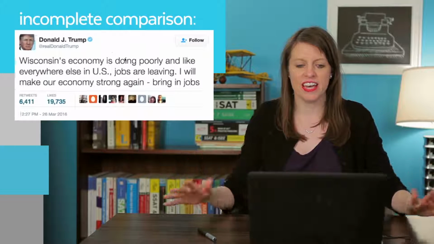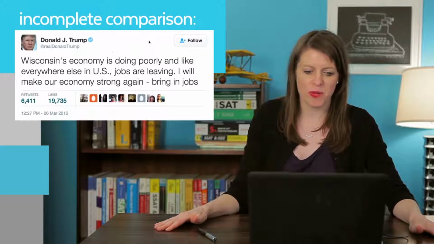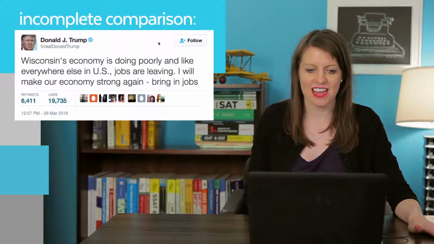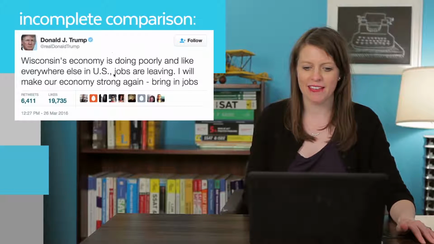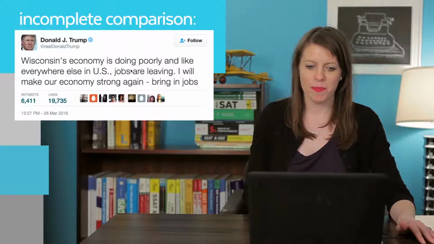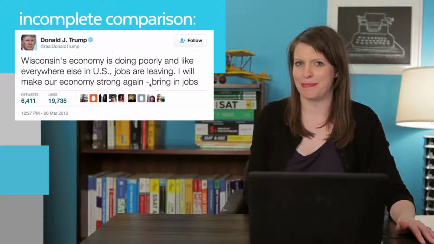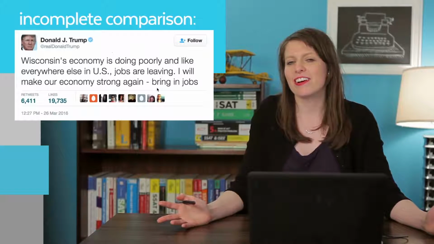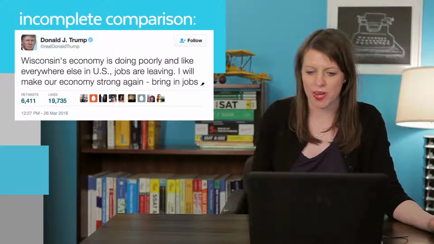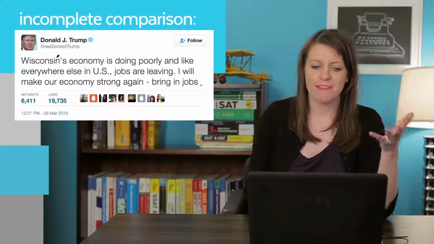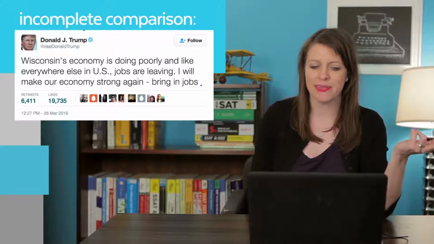So the first tweet that I'm gonna look at from Donald Trump was on March 26, 2016. "Wisconsin's economy is doing poorly, and like everywhere else in US, jobs are leaving. I will make our economy strong again. Bring in jobs." So I'm not even picking on here, by the way, the fact that he doesn't have a period and these kind of things. I mean, come on, it's a tweet. But what I am gonna pick on is the fact that he has here what's called an incomplete comparison.